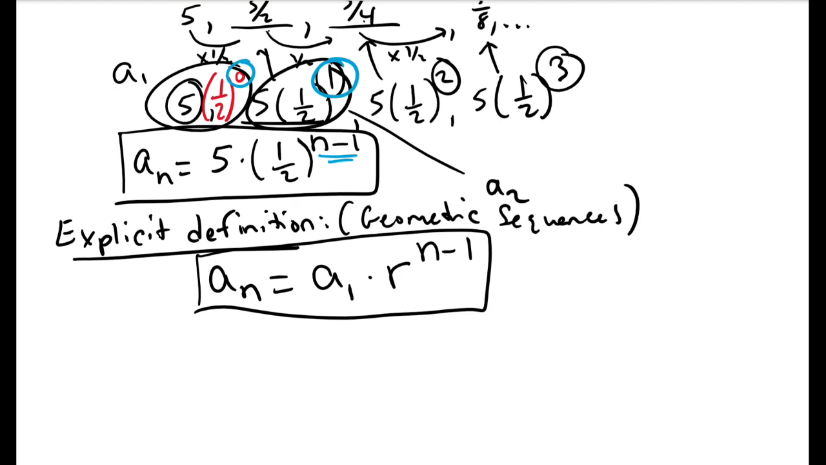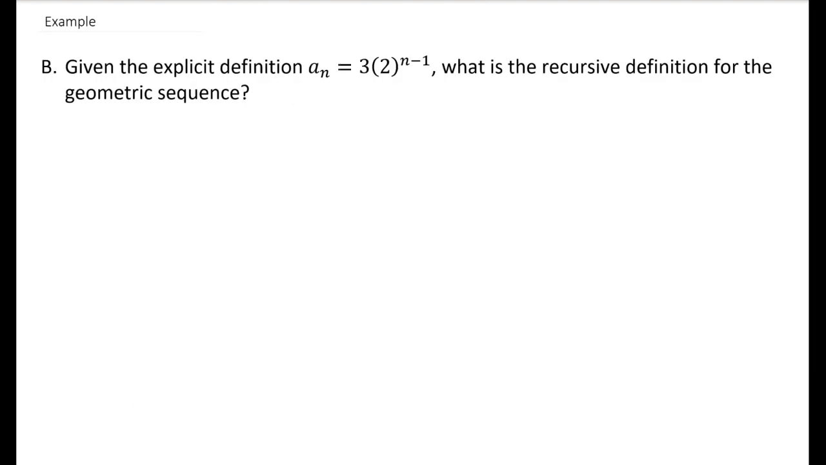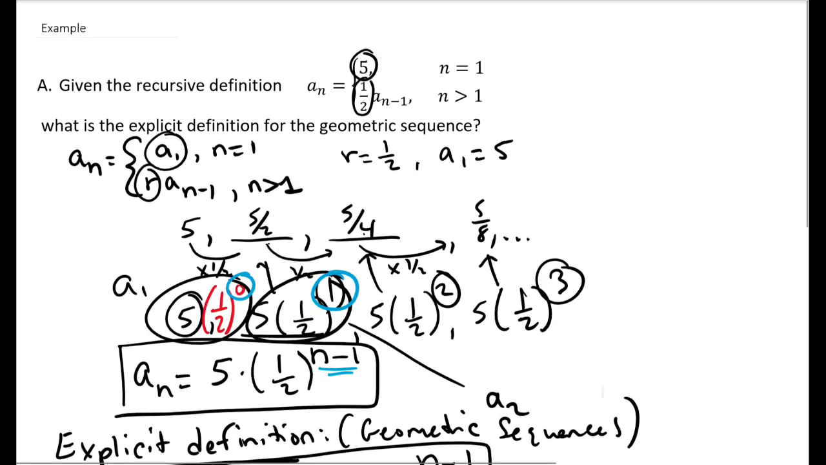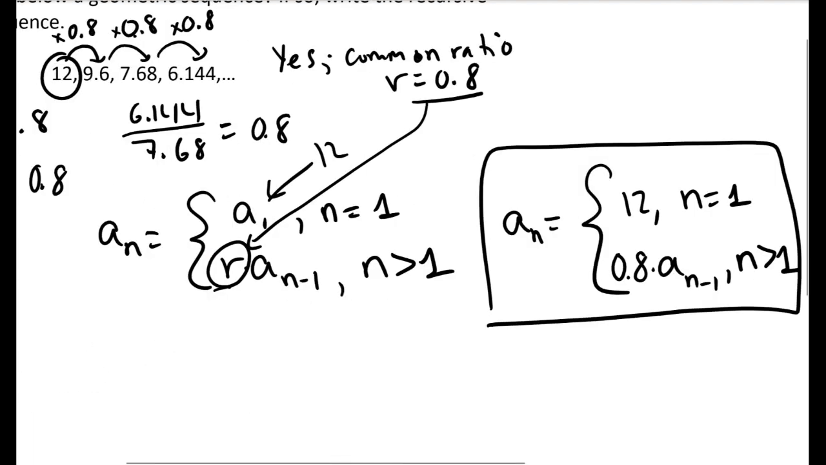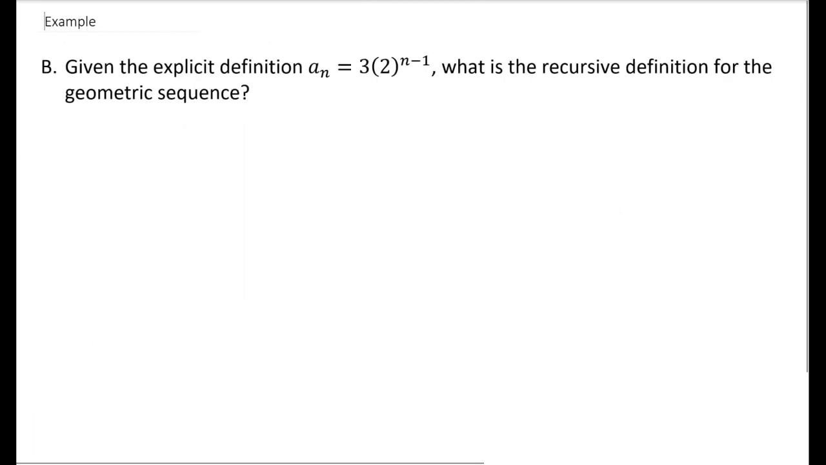All right, so we went over what the recursive definition is for the geometric sequence. Now this is the explicit definition. So I can get any term from the sequence using this definition. All right, so now given the explicit definition, which we just were able to find, let's see here. Given this explicit definition, what is the recursive definition for the geometric sequence?